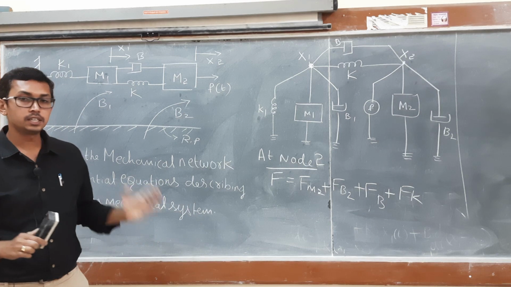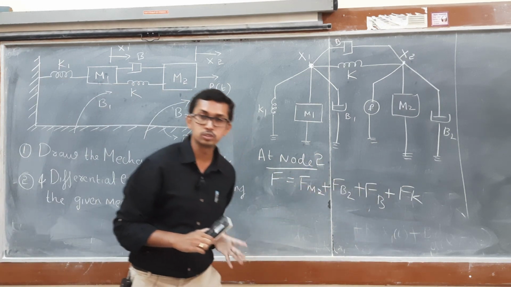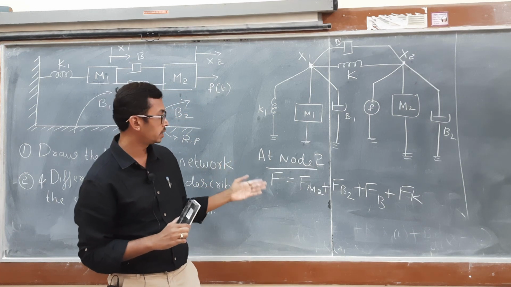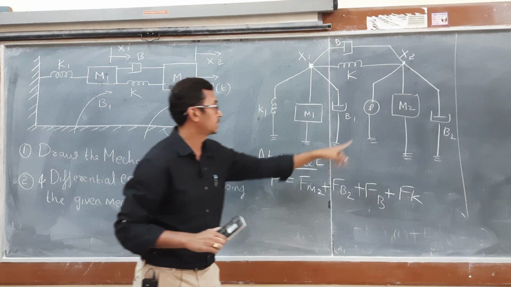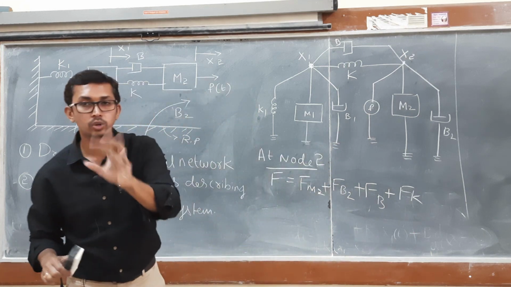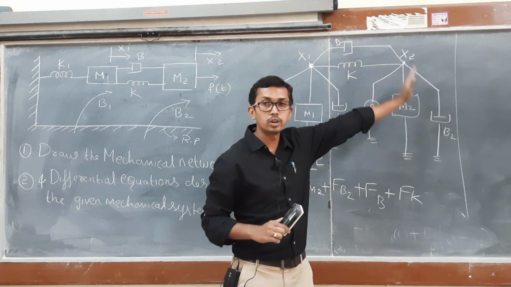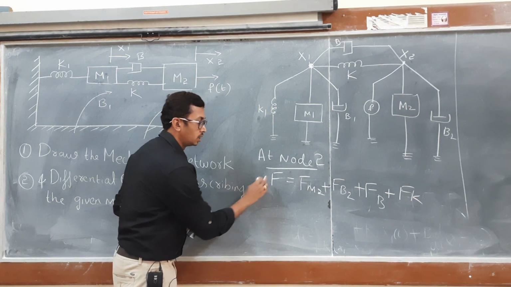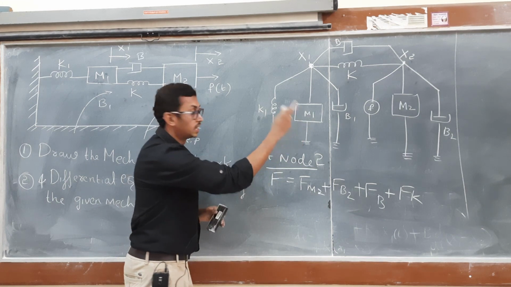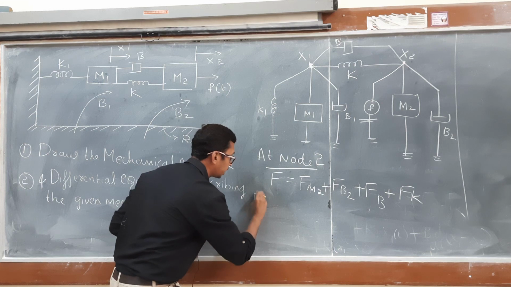So this is as per Newton's law: applied force is equal to opposing force. How many components are there? Totally 1, 2, 3, 4 components, plus there is an applied force. There are totally 5 components associated with node number 2. Is there any applied force? Yes, the applied force is there, so I am going to retain this F.